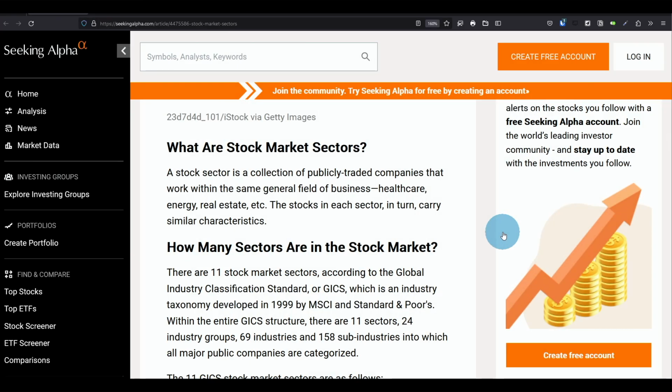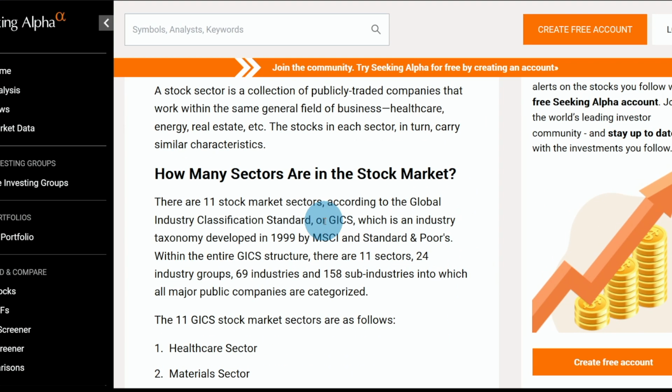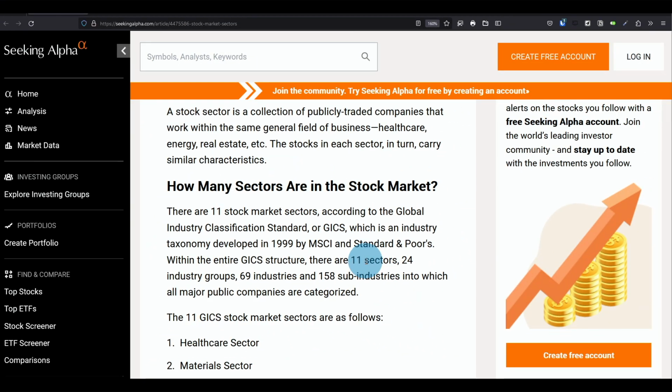First of all, let's start with the definition. The stock market is divided into 11 sectors. This classification is done by the GICS, the Global Industry Classification Standard. Those 11 sectors are subdivided into 24 industry groups, 69 industries, and 158 sub-industries.